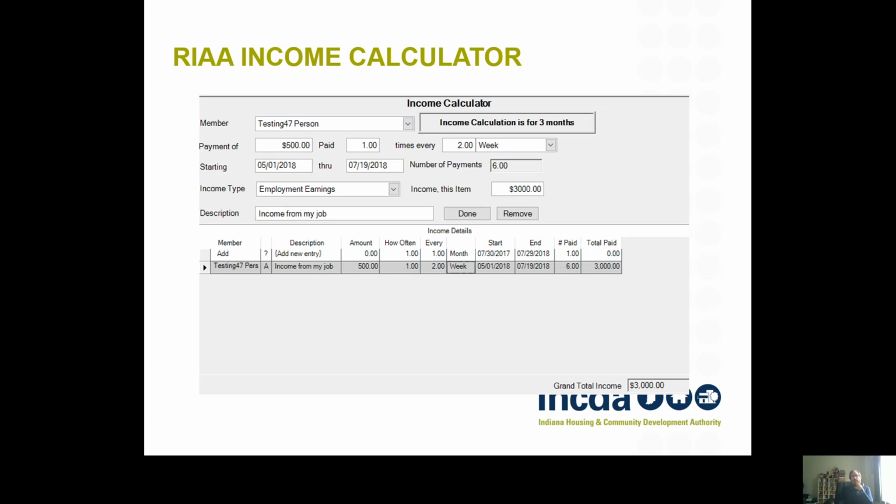IFCDA does advocate for and recommend removing that human error element wherever you can. Wherever you can have the work done for you, whether it's through one of the worksheets or the calculator within the database, please try to implement that as much as possible.